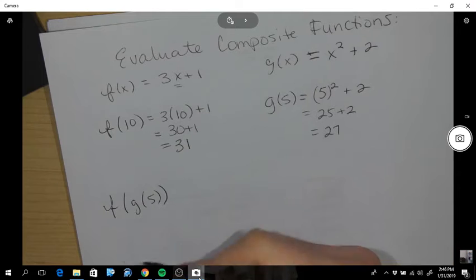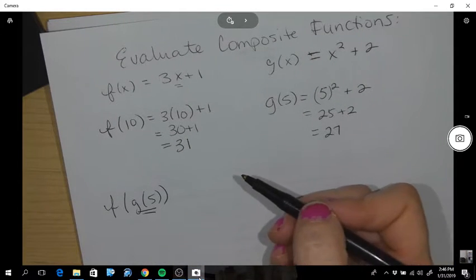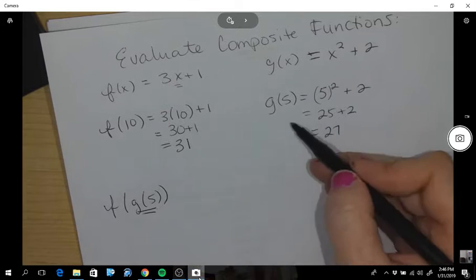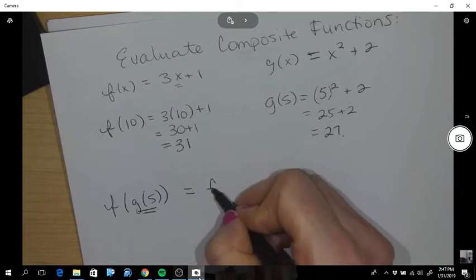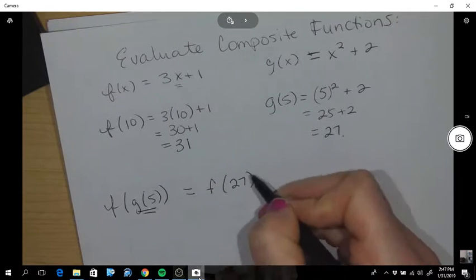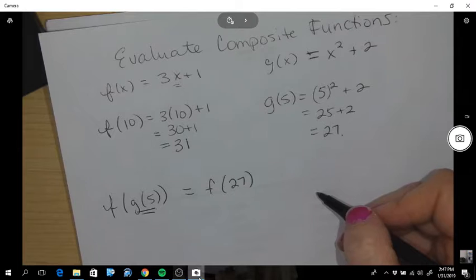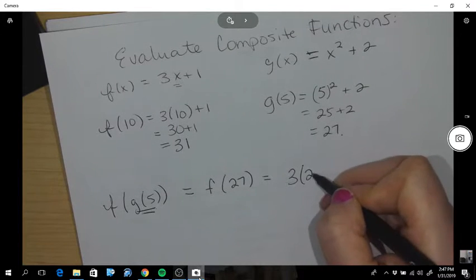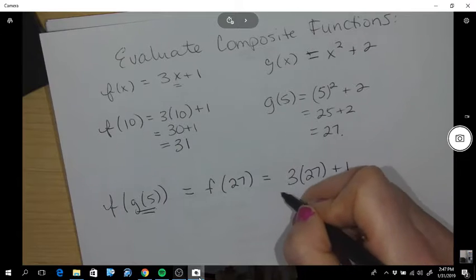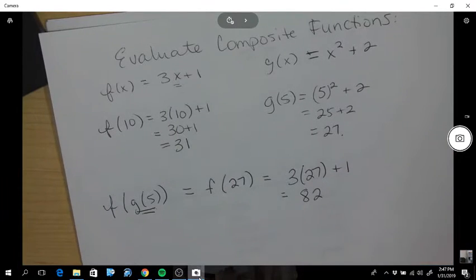Okay, well then, that means you need to figure out what g of 5 is first. Okay, so that g of 5 is 27. So now you can replace g of 5 with 27, which means you're figuring out what is f of 27. So then f of 27 is 3 times 27 plus 1, which is a value of 82.